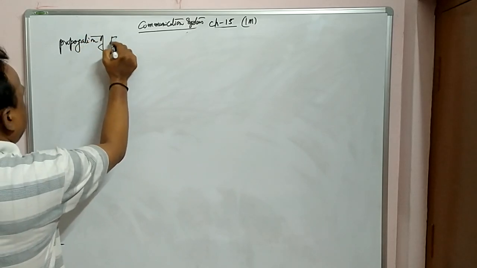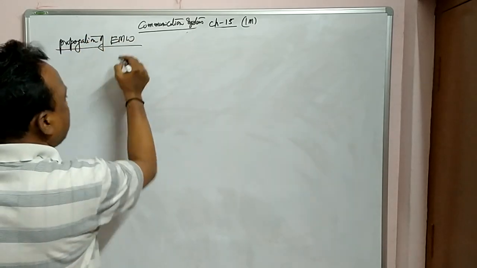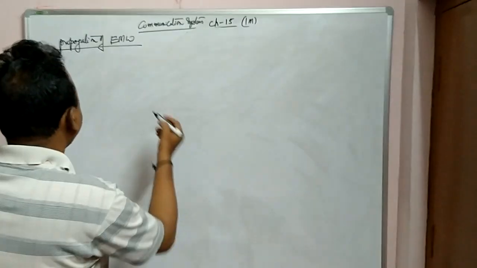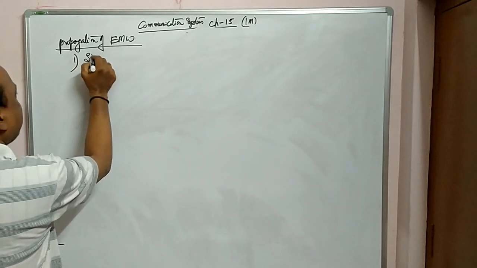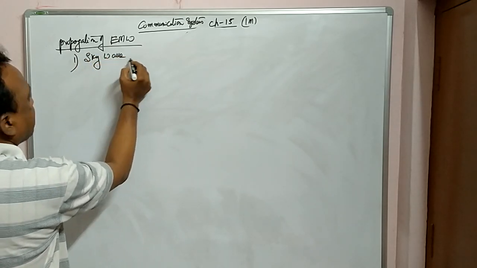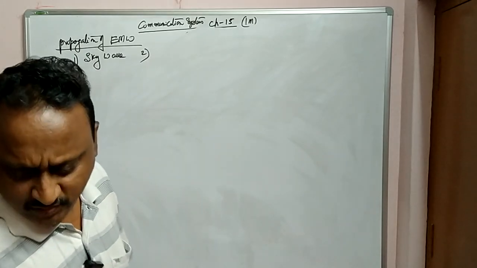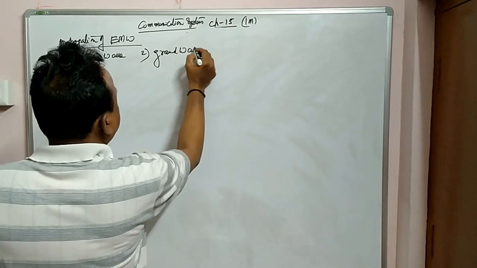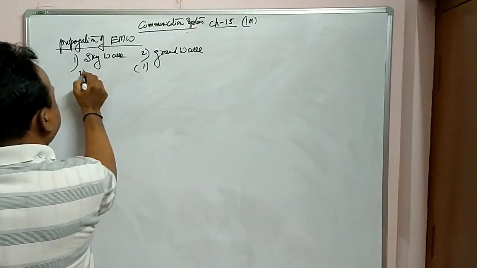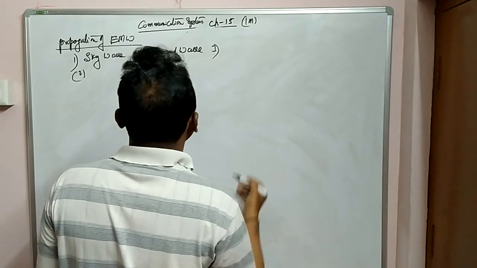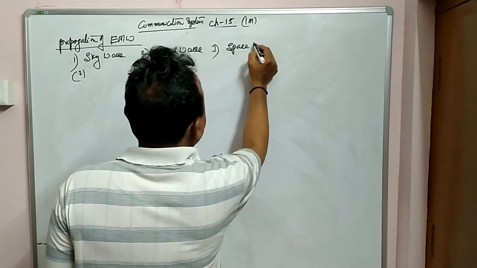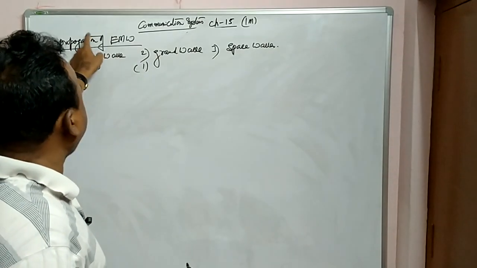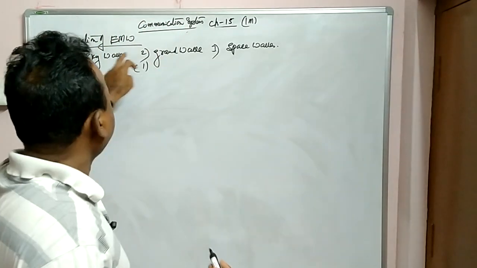Propagation of this EMW. That means whatever wave is rendered in the studio, in how many ways can you send those modes? One is by sky wave method. Second one, you can say by ground wave, or you can take this one as first and this one as second, and the third one is by space waves. So we will study in detail what the ground wave method, propagation of EMW, electromagnetic wave, sky wave and space wave are.